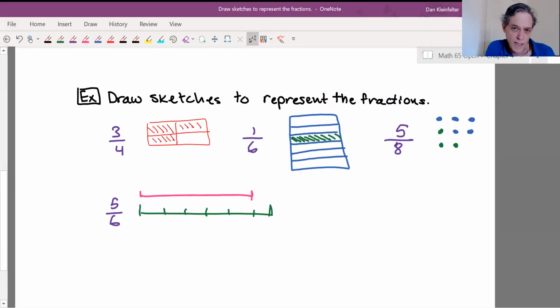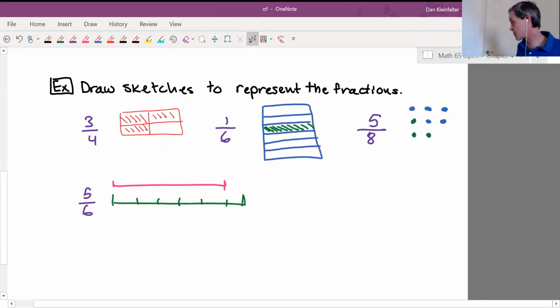All right, so here are some of the sketches I drew. Your sketches can and probably will look different than mine, and that's okay. For the first one, I drew a rectangle. I cut it into 4 parts, and out of those 4 parts, 3 are shaded, representing 3/4. In the second case, I cut a rectangle into 6 parts and shaded 1. Notice that the one that you shaded doesn't have to be especially at the top or bottom. It doesn't matter the placement.